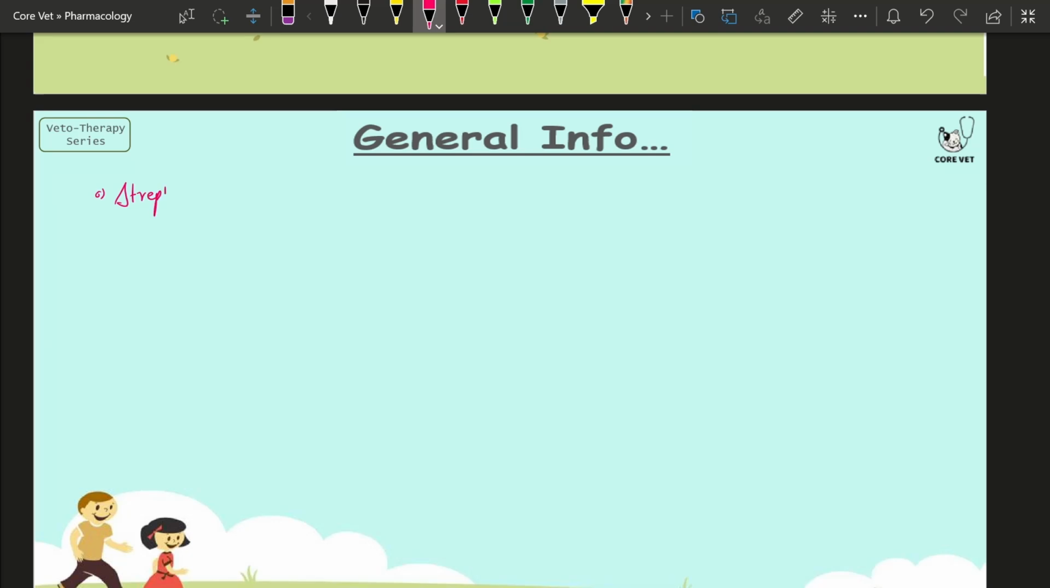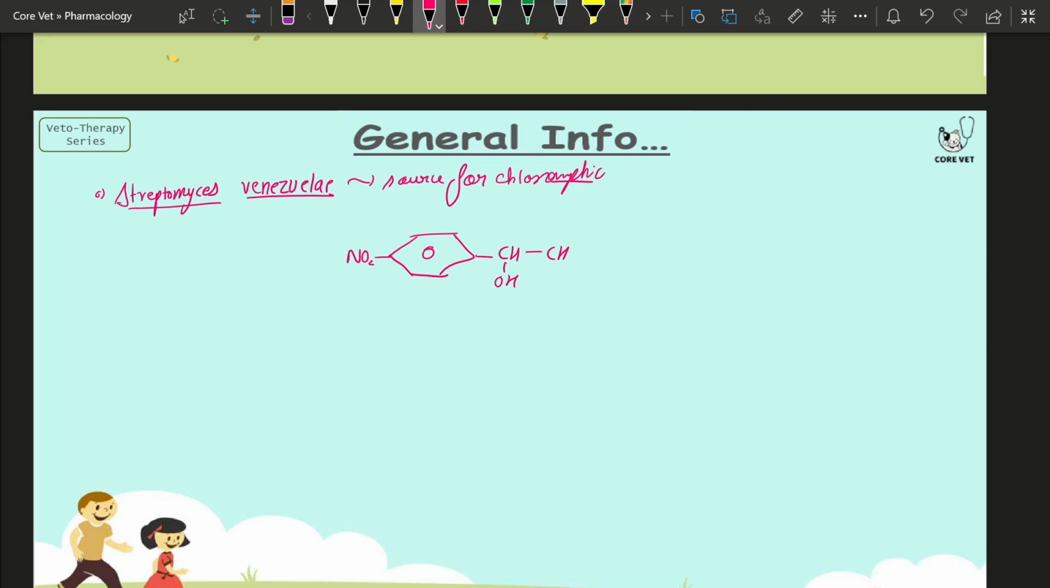Streptomyces venezuelae is the source for chloramphenicol. If I draw the structure of chloramphenicol, this is a benzene ring in which a nitro group is attached, and then there is a CH, then an OH here, then CH, then CH2OH, another NH, C double bond O, and CHCl2. So this is the structure of chloramphenicol, which is responsible for the action.